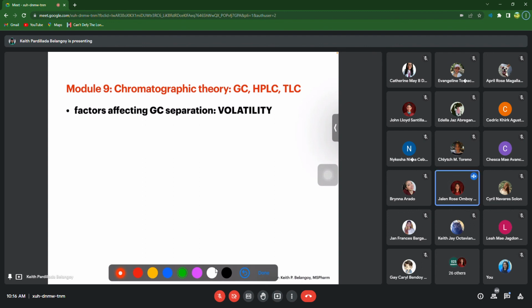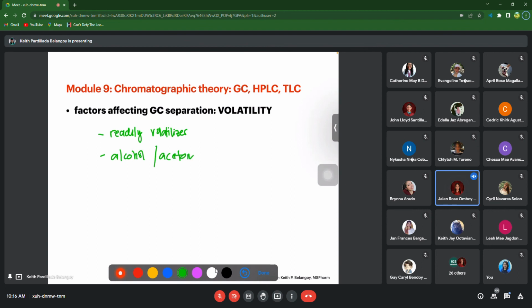Okay. So first, let's define the term volatile. The term volatile refers to a substance that readily vaporizes. Now, to define volatility, volatility is a measure of how quickly a chemical or a substance vaporizes from a liquid to a gas state. Examples of volatile substances are alcohol and acetone. Then, the volatility of the compound is one of the factors of GC separation.